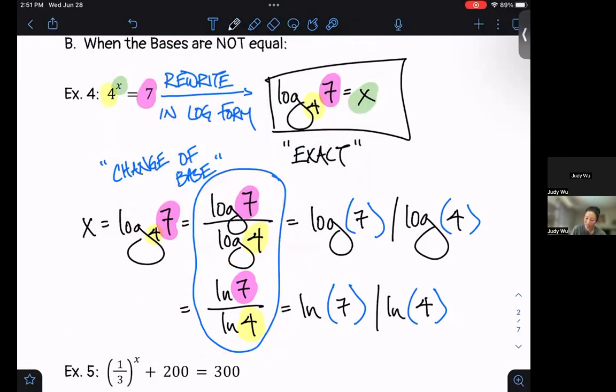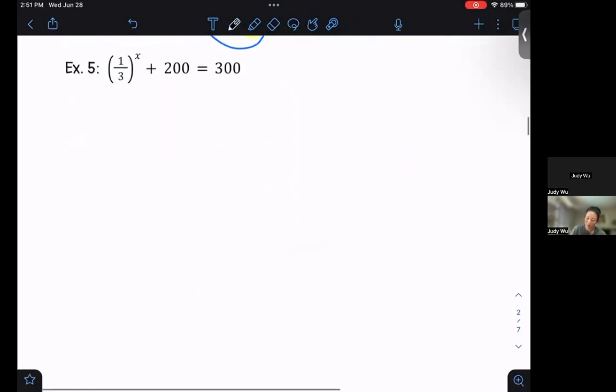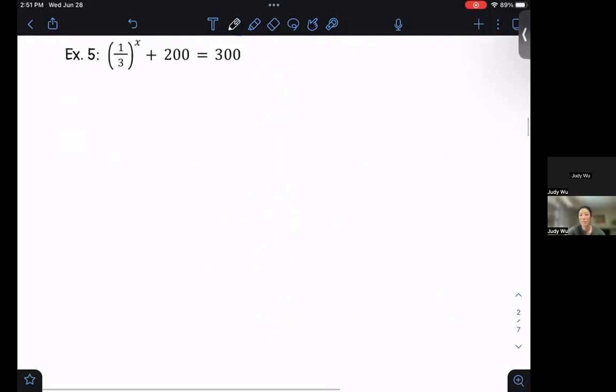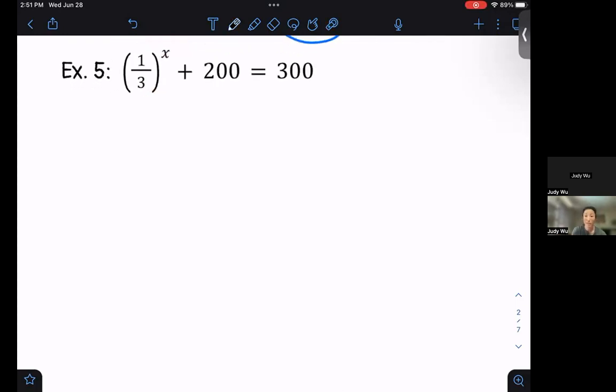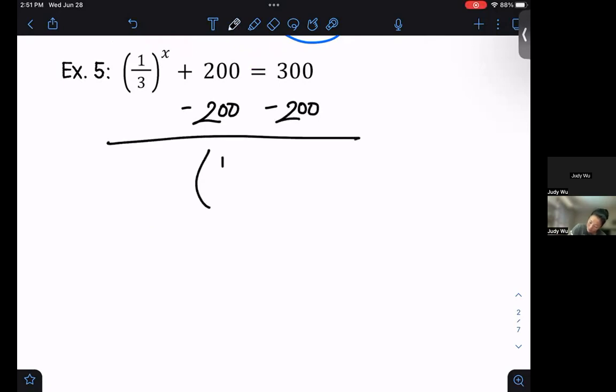All right, let's take a look at example 5. Example 5 kind of looks the same, but has this plus 200 there. For this question, we're going to subtract that 200 to the other side, so minus 200, minus 200. That leaves me with 1/3 to the x equals 100.